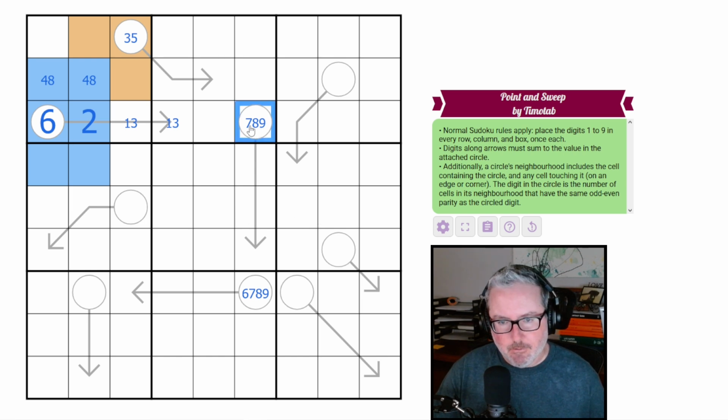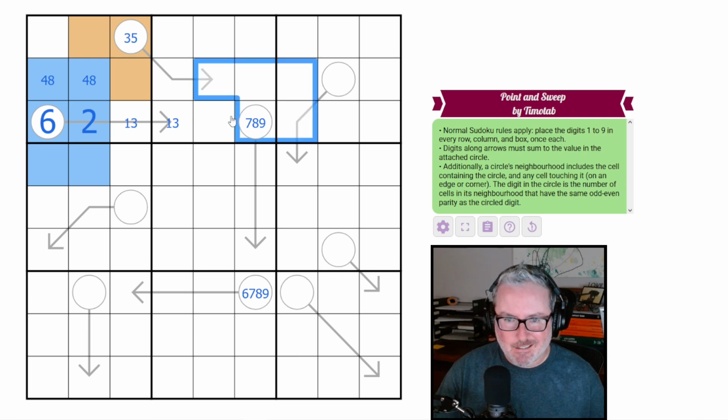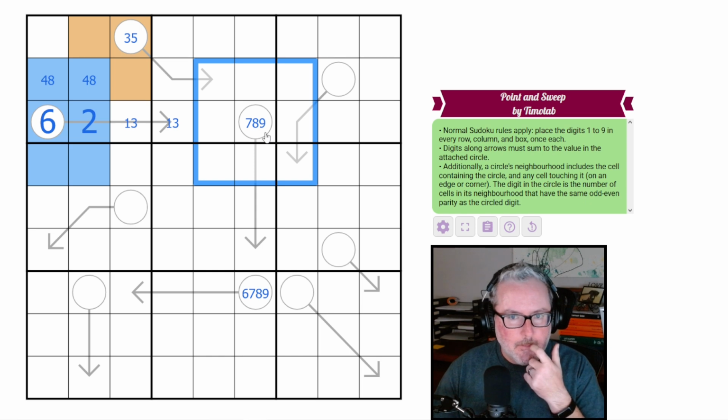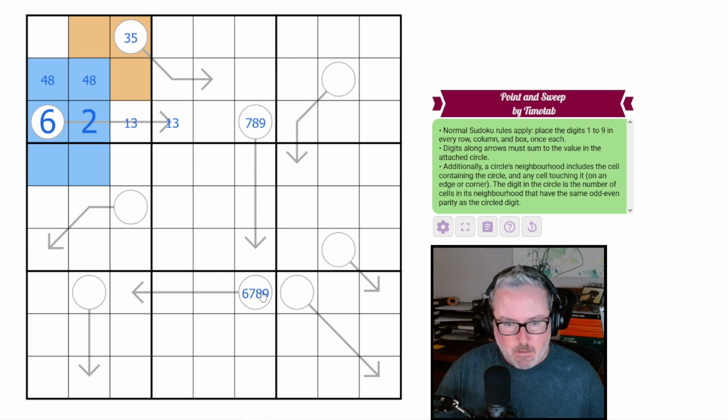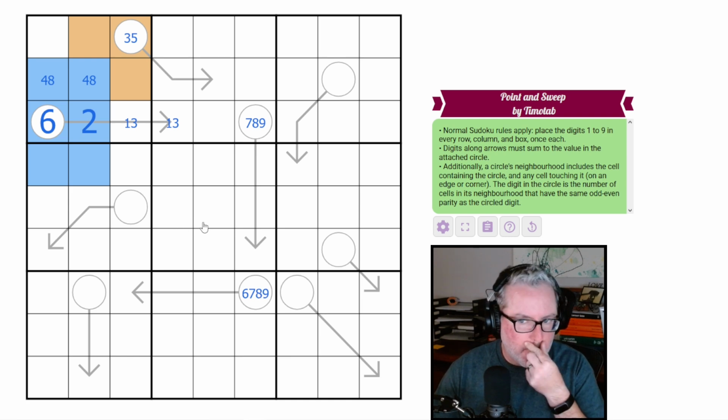Can we make further reductions? I don't think we can. Is it possible these are all odd? I think the answer is yes, because we only have 2 odds in this column, so these could all be odd digits. These could all be odd digits, and these could all be odd digits, so it is possible that it could go up to a 9. What else then can we say?